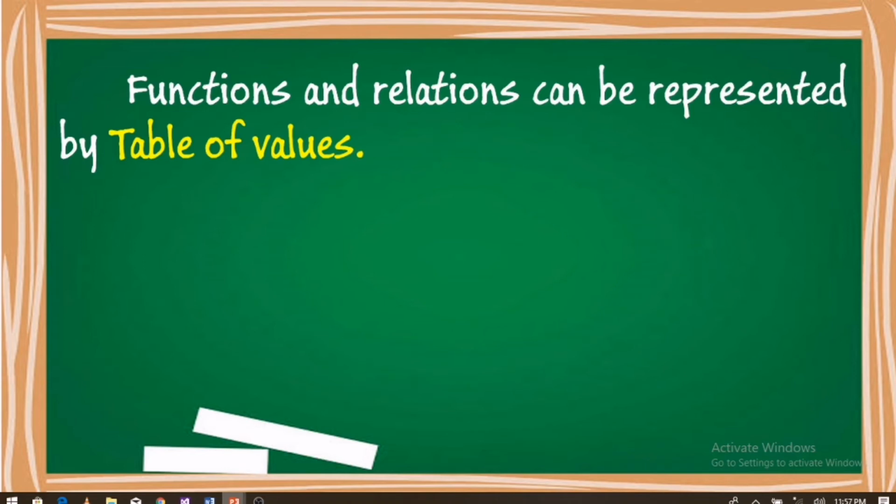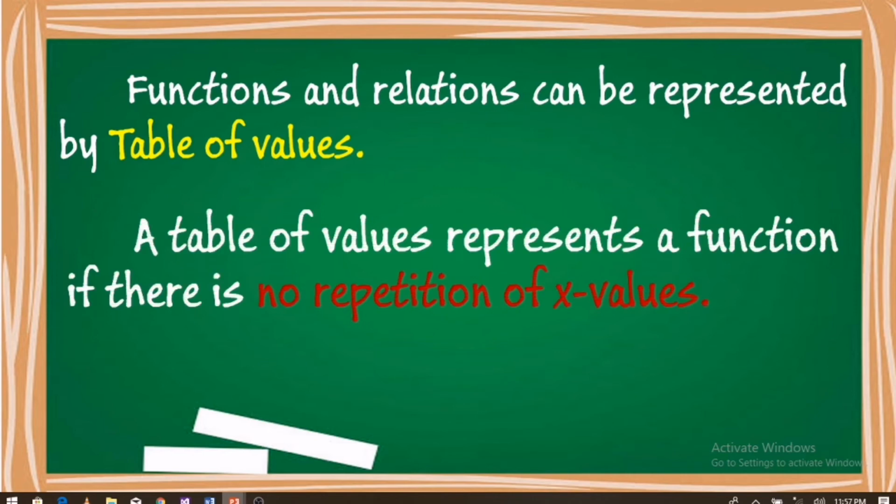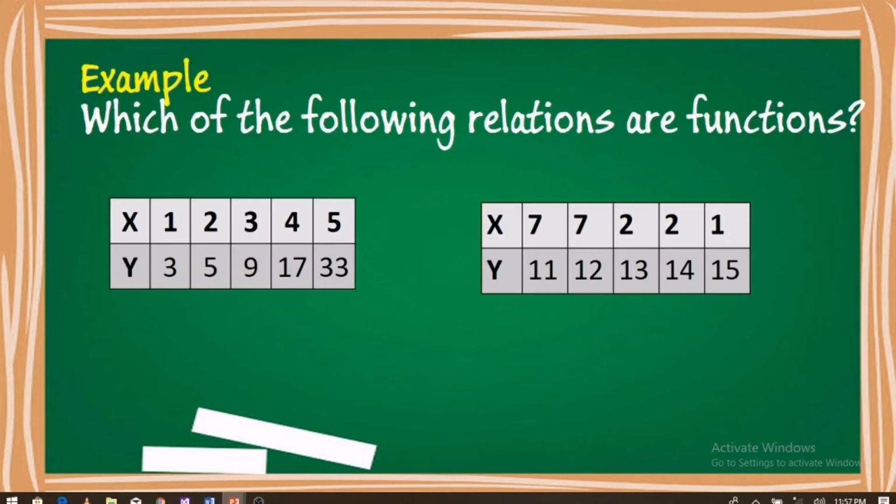Functions and relations can be represented by table of values. A table of values represents a function if there is no repetition of x values. Let's try this example. Which of the following relations are functions?